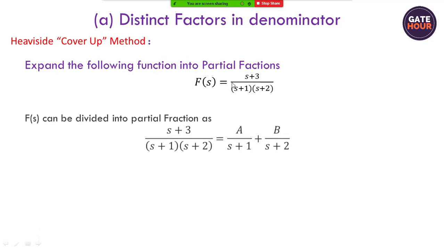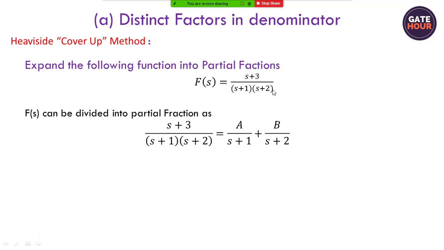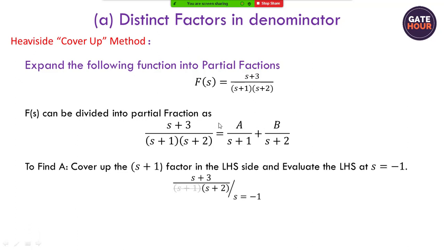So we already know how to do the partial fraction expansion of a function like this. We can write it as a by s plus 1 plus b by s plus 2. If you are using the clearing fraction method, we cross multiply and equate with the left hand side. So you will get a into s plus 2 plus b into s plus 1 equal to s plus 3. Then you equate the coefficients of s square, s power 1 and s power 0, and then find a and b. Some more calculations are coming here, so I suggest you go with the Heaviside cover-up method.